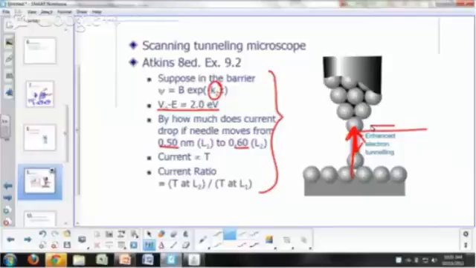Now the current will just be directly proportional to the transmission probability. So if you want to take the ratio of the two currents, then you just take the ratio of the two transmission probabilities. So it's a kind of plug and chug thing. So you just go back to the expression for T. All right?